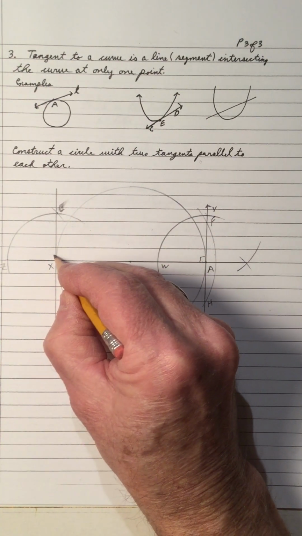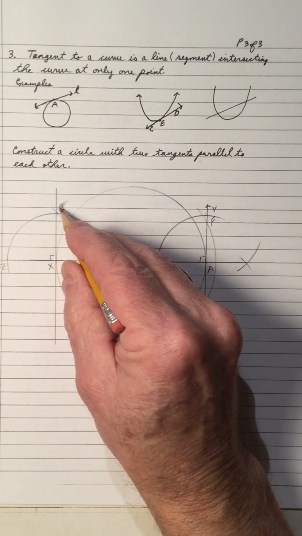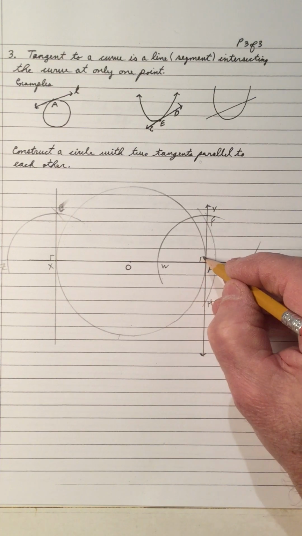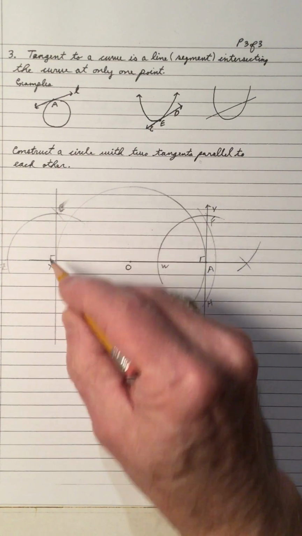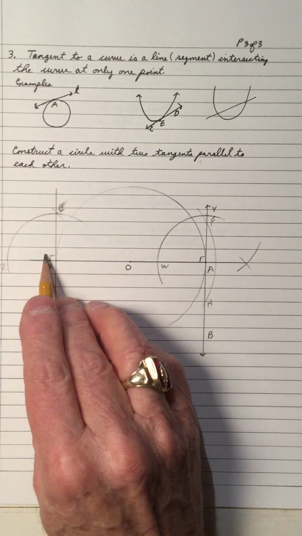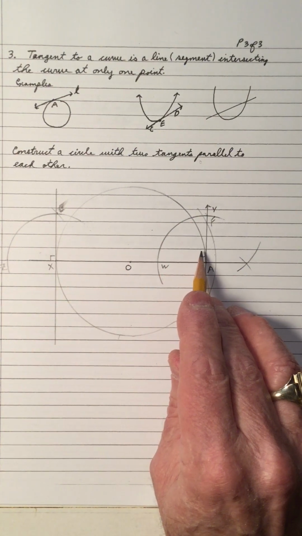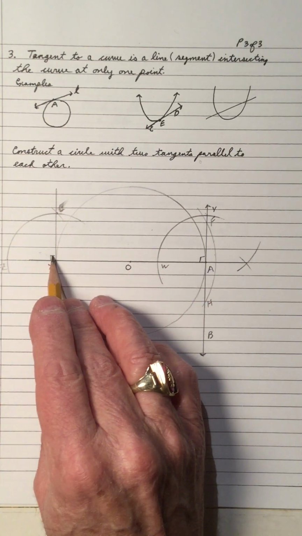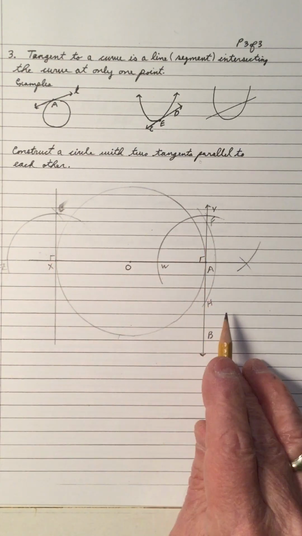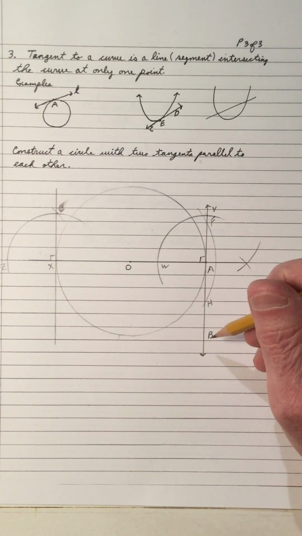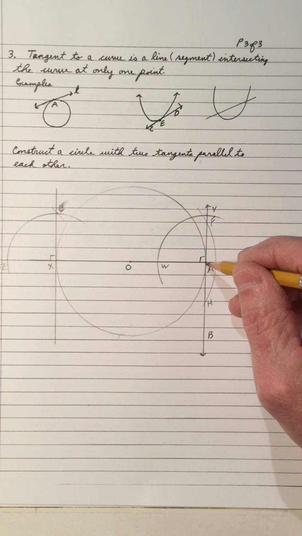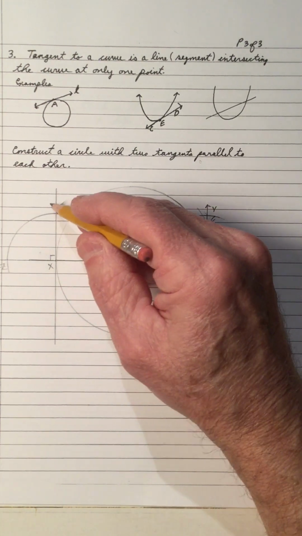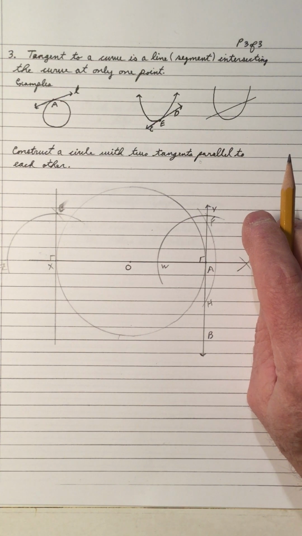Why? Because this angle right here, EXZ, and angle FAW, this is the right angle, this is the right angle. These are corresponding angles equal. Corresponding angles are two angles that are on the same side of the transversal. So these two angles are equal, therefore the lines are parallel. So that's two tangents, a tangent right here and a tangent right here. So FB and EX are parallel tangents.